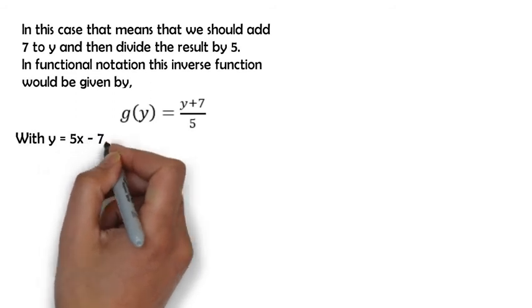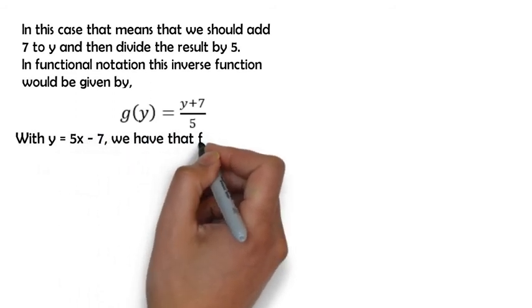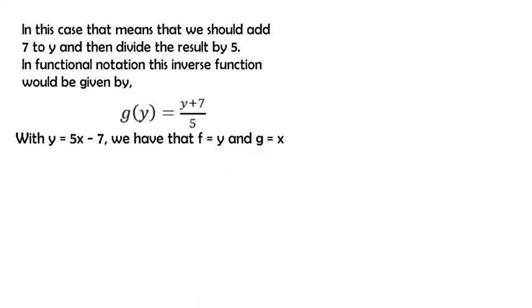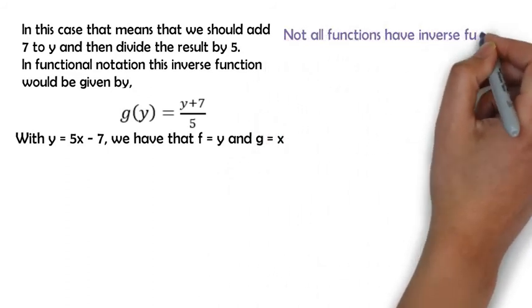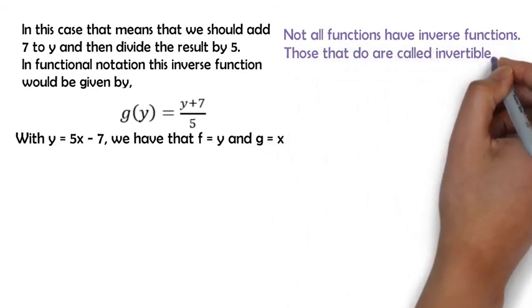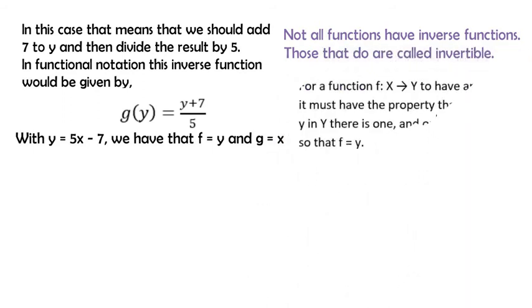With y equal to 5x minus 7, we have that f of x is equal to y and g of y is equal to x. Not all functions have inverse functions. Those that do are called invertible. For a function f from x implies y to have an inverse, we must have the property that for every y in the set y, there is one and only one x in the set x, so that f of x is equal to y. This property ensures that a function g from y implies x exists with the necessary relationship with f.